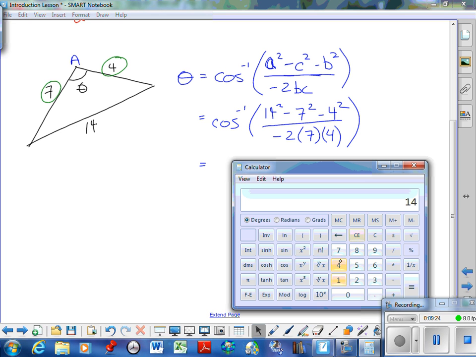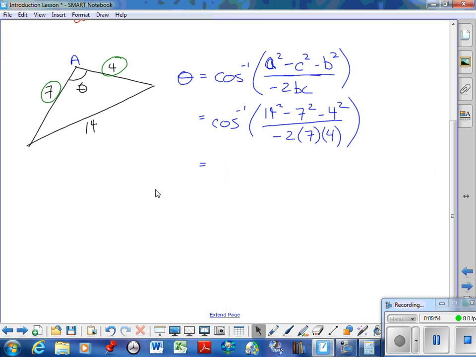So 14 squared minus 49 minus 16 equals, divide that by bracket, negative 2 times 7 times 4, bracket, equals, so negative 2.3333, and now it doesn't work at all because I can't take the inverse cos of that one. So invalid. Well, that made a mess of everything. So that being said, let's go back to the 11, change that back to 11, change that back to 11. You get the gist of it.